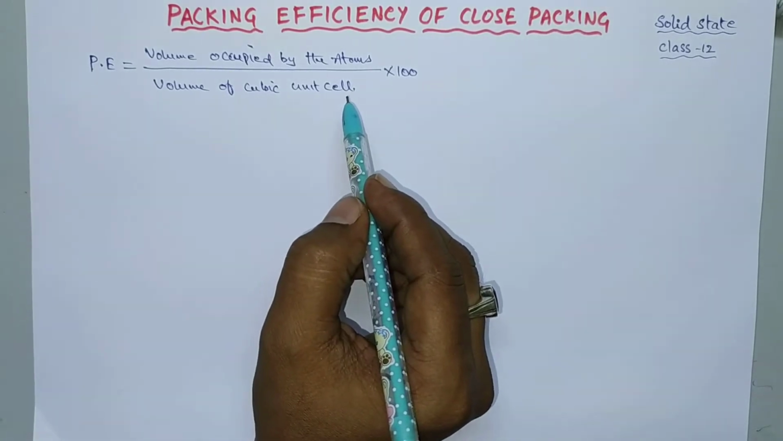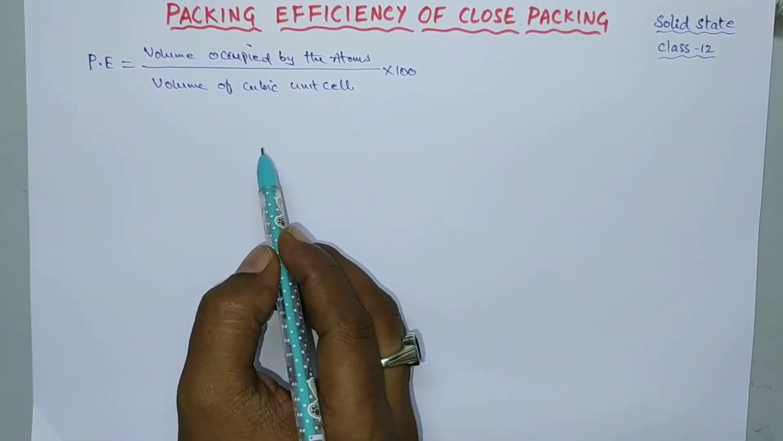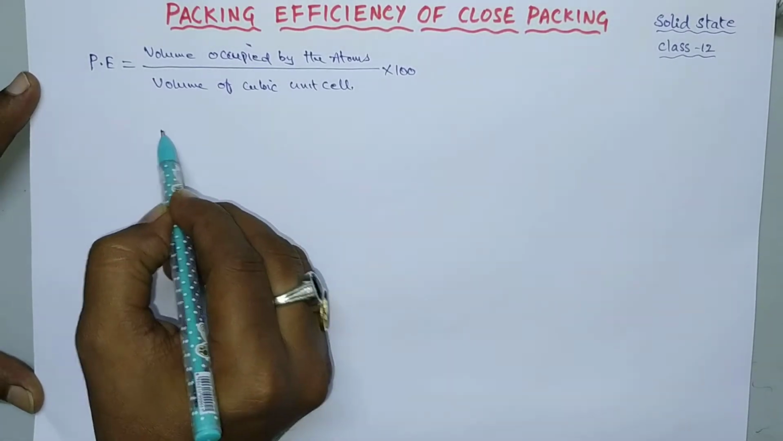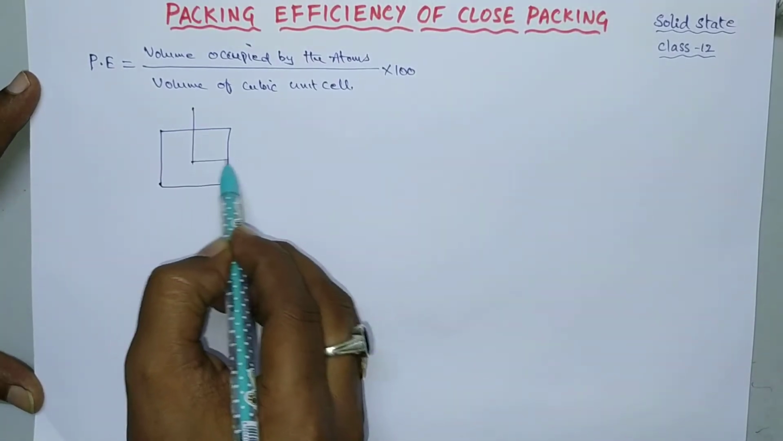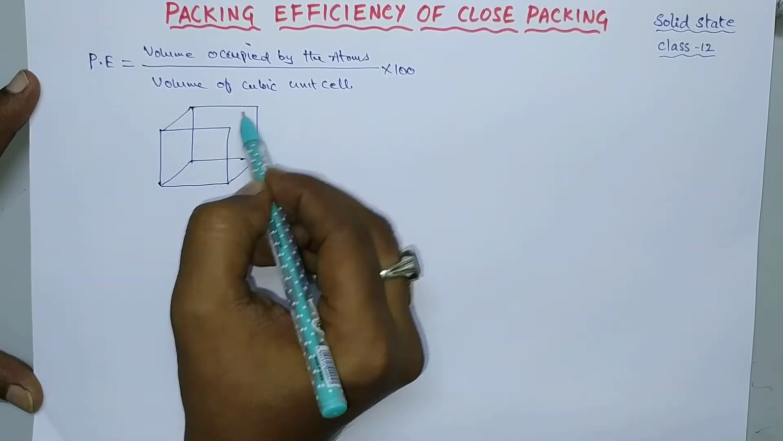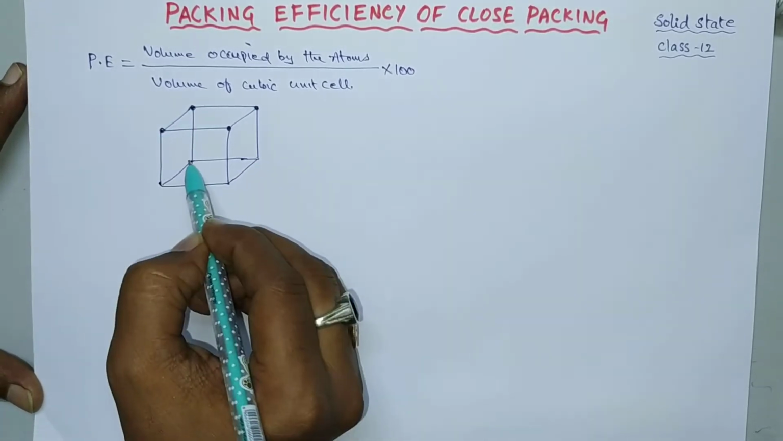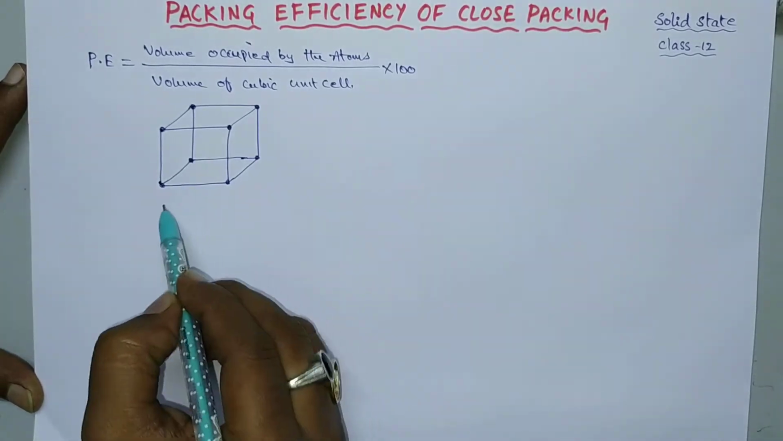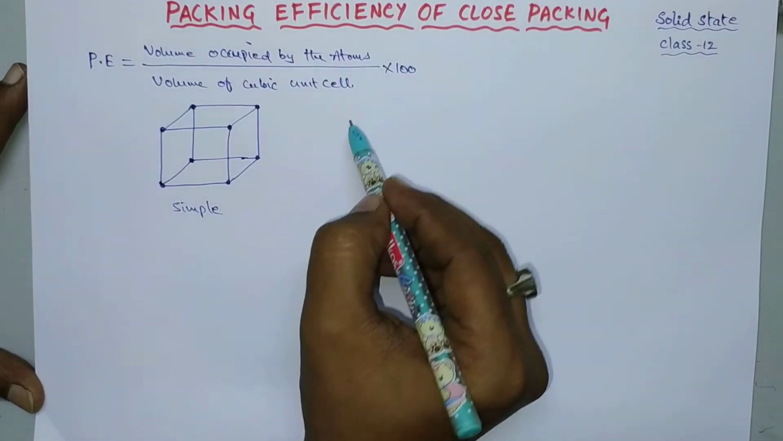There are mainly three types of cubic unit cells: simple, body centered and face centered. Here I am giving you the structures of these three. This is the simple cubic structure. In the simple cubic structure, the lattice points are present at the corners only. It is also called primitive.